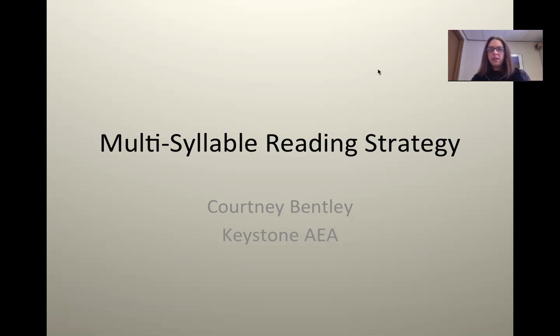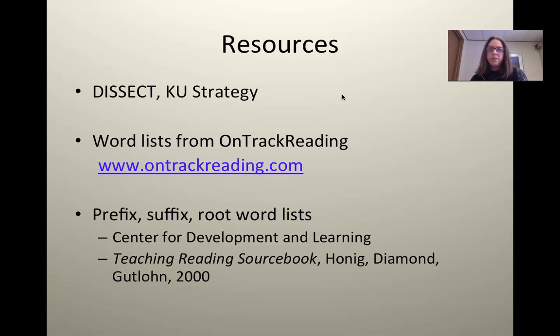Before we get started, I wanted to make sure that I give credit where credit is due. Some of the resources that you will see today are strategies taken from the University of Kansas. It's also referred to sometimes as the DISSECT strategy. I have borrowed some word lists from ontrackreading.com. And I have also utilized some word lists of common prefixes, common suffixes, and Greek and Latin origin words. Some of them are from the Center for Development and Learning, which is a nonprofit organization from Louisiana. And then there's also a word list from the Teaching Reading Sourcebook.